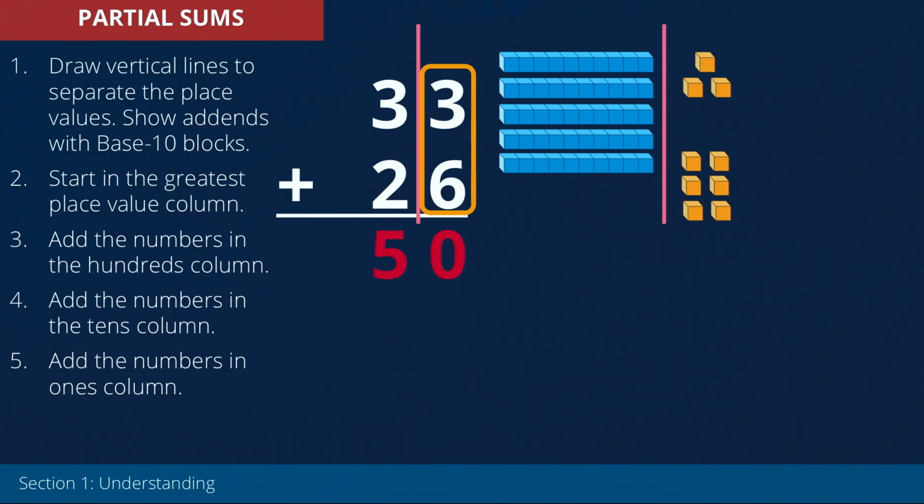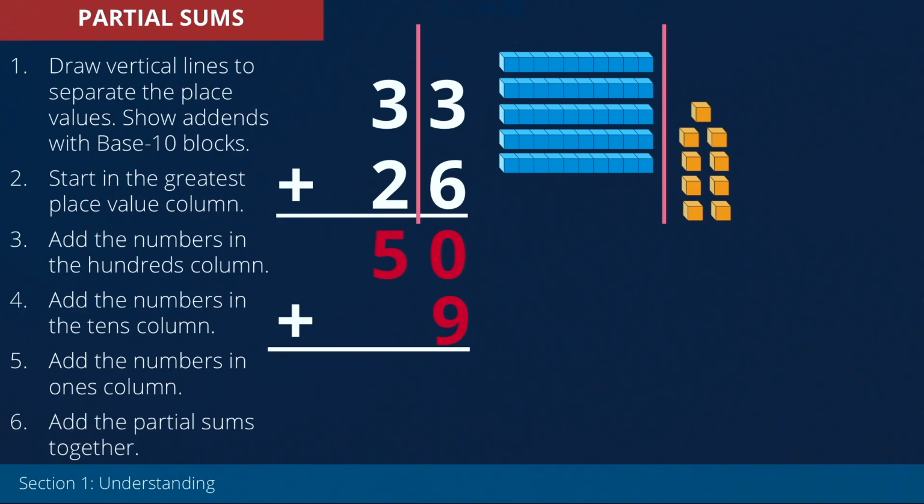Then we're going to add the numbers in the ones column, 3 plus 6. 3 plus 6 equals 9, so I'll go ahead and write that partial sum below my other partial sum of 50. And then finally, we are going to add those partial sums together. What happens when we add 50 plus 9? 50 plus 9 is 59. So that's an example of how we could use the partial sum strategy to add those two-digit numbers.